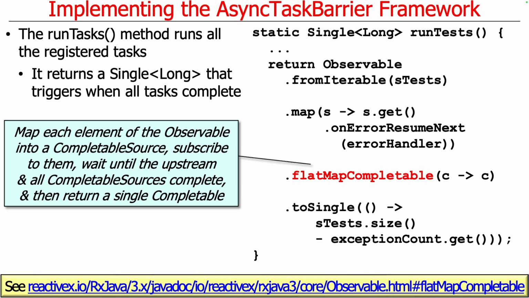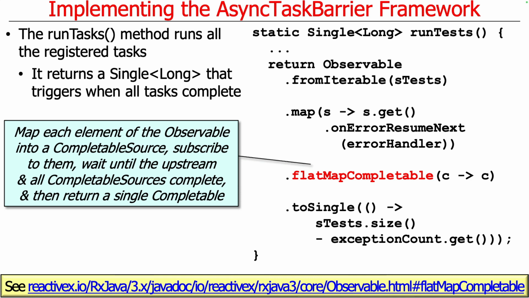And what that does is it takes the completable and just basically absorbs it. What it's doing is mapping each element of the observable, which is now completables, into a so-called completable source. It subscribes to them, waits until the upstream and all completable sources complete, and then it returns a single completable. So flatMapCompletable returns a single completable, which is triggered only when all the other ones finish. It's completely wacky and crazy. So this is going to give you back one completable that will be triggered when everything else is done.